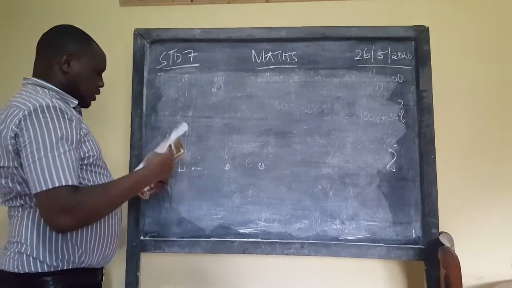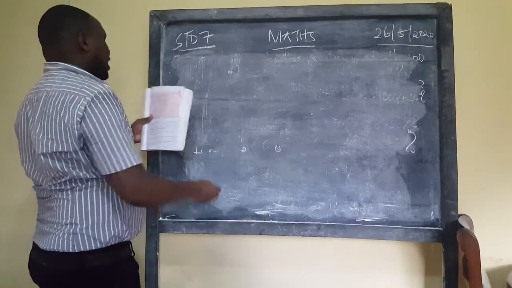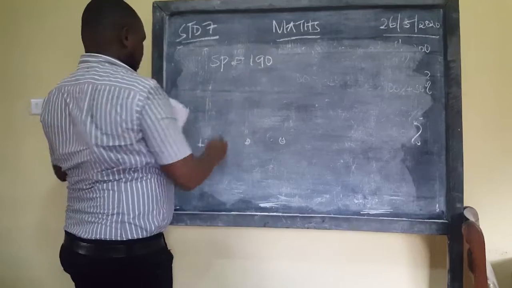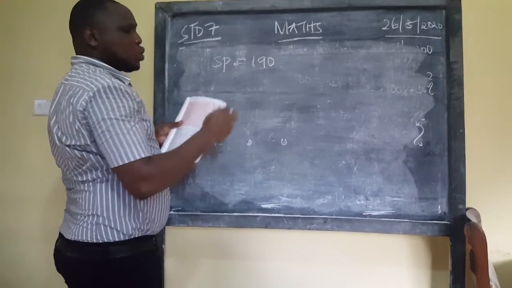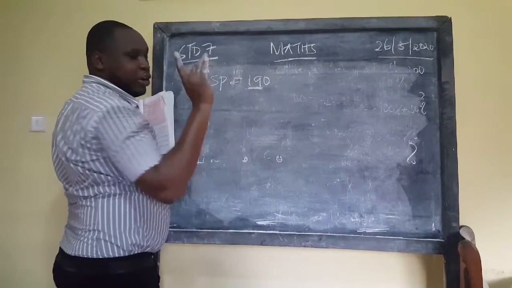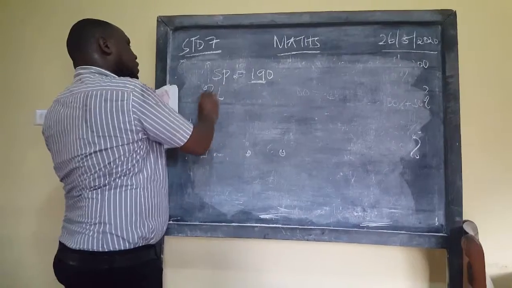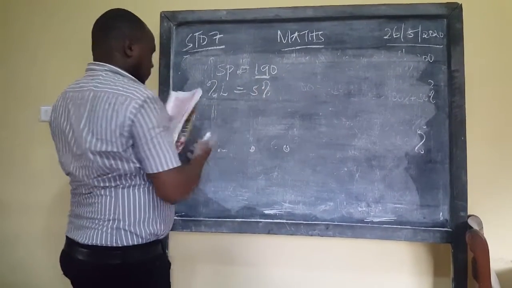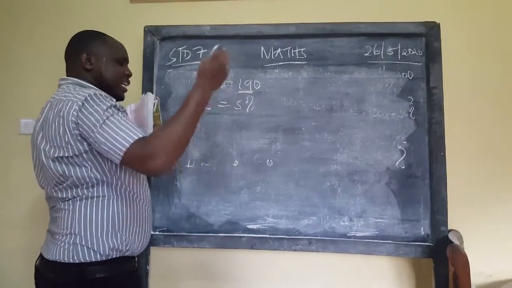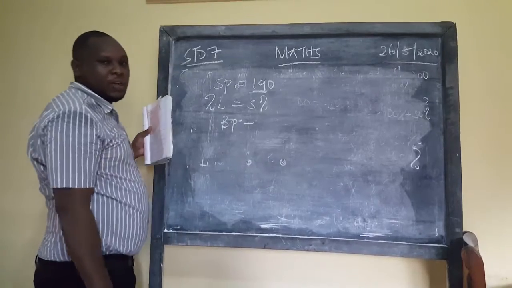The last one says, a shopkeeper sold a shirt at 190 shillings. So the selling price is 190 shillings, making a loss of 5%. So the percentage loss is 5%. How much had the shopkeeper paid for the shirt? How much had he paid? That means the buying price. What was the buying price of the shirt?